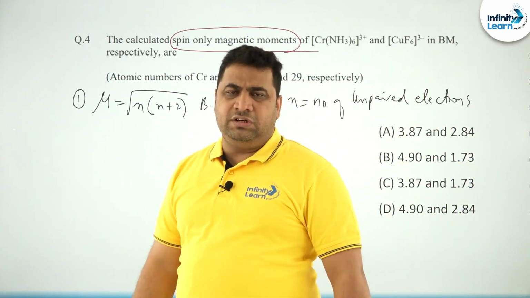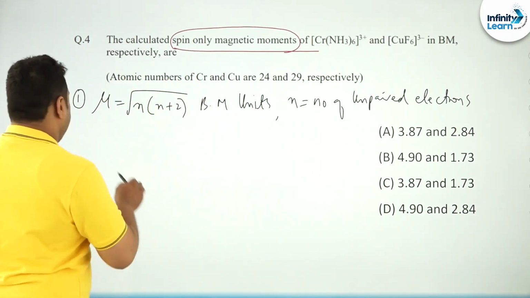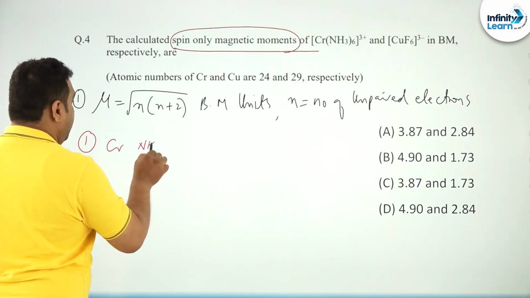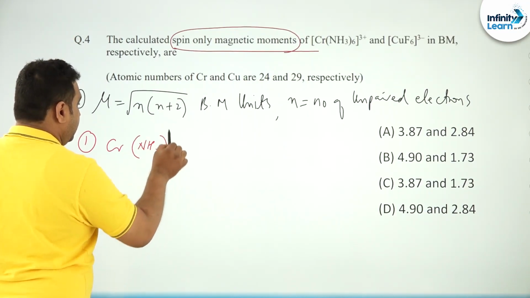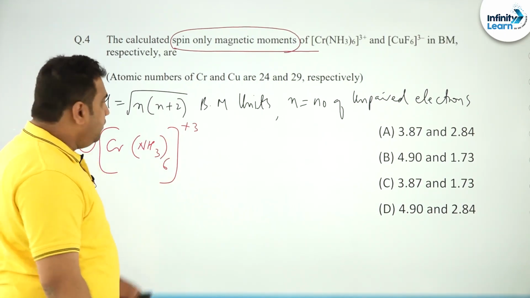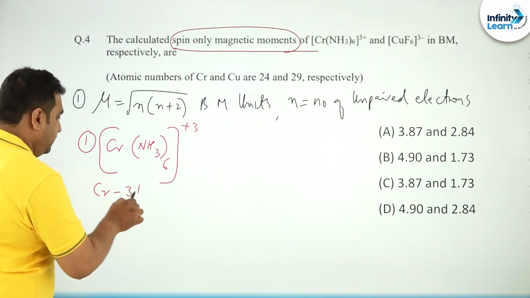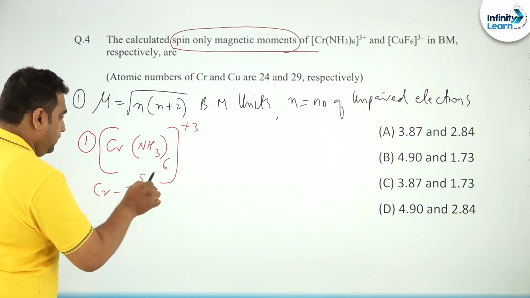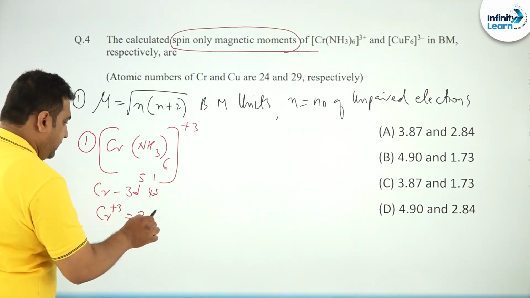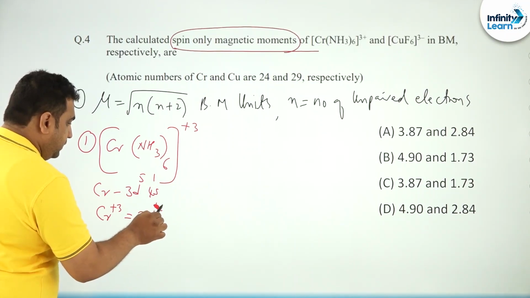It is a very easy question, not at all a hard question. Now coming to the first example, example number 1. What is it? Hexaamminechromium complex, plus 3. Here you can see very clearly that chromium is written as what? 3d5, correct? And this is chromium plus 3. That means it is 3d3, sorry, 3d3.